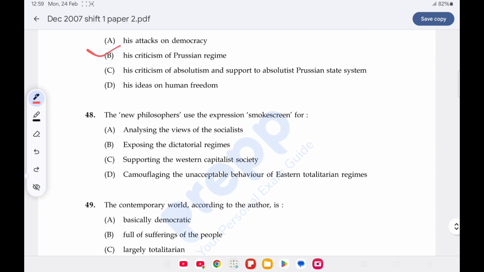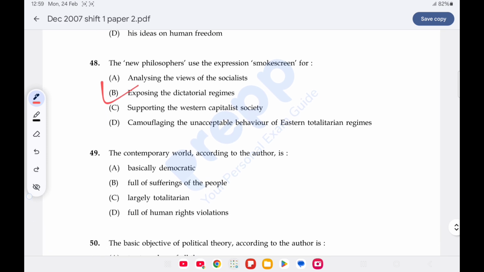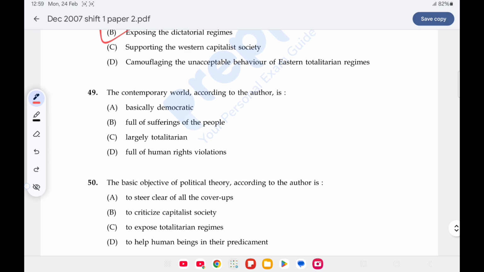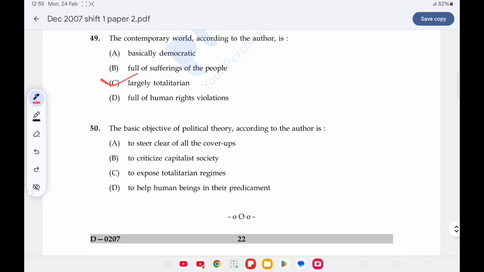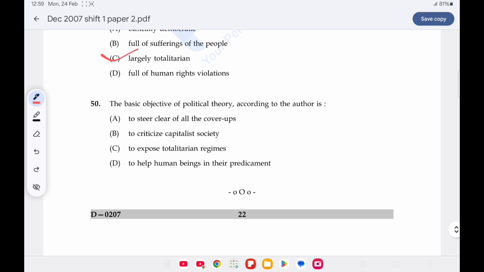Question number 48. The new philosophers use the expression smoke screen for. Option B is correct. Exposing the dictatorial regime. Question number 49. The contemporary world, according to the author, is, option C is correct, largely totalitarian. Now, last question, question number 50. The basic objective of political theory, according to the author, is, option C is correct, to expose totalitarian regime.